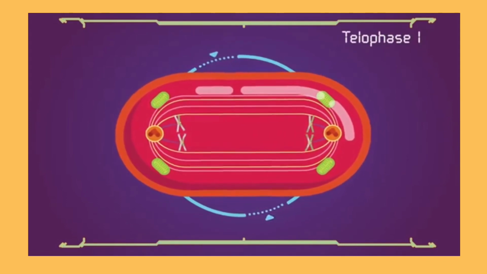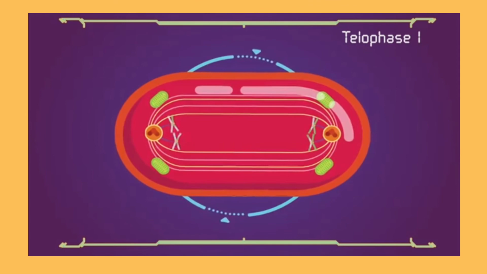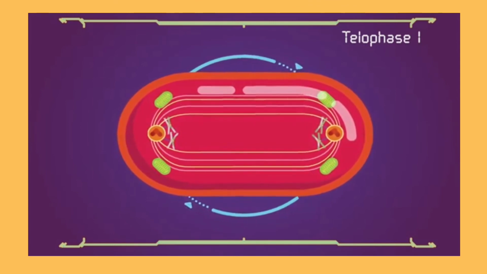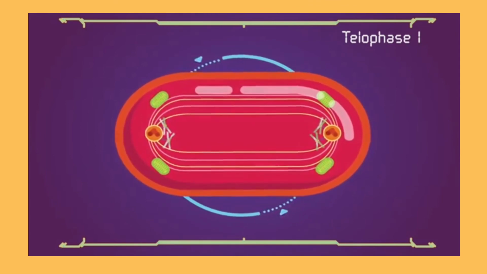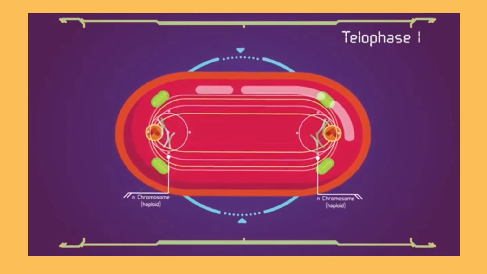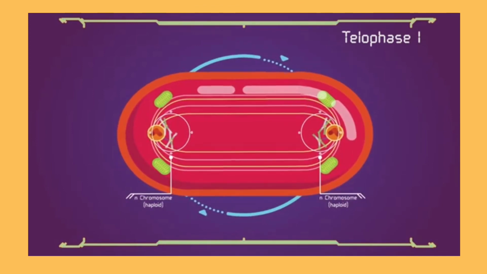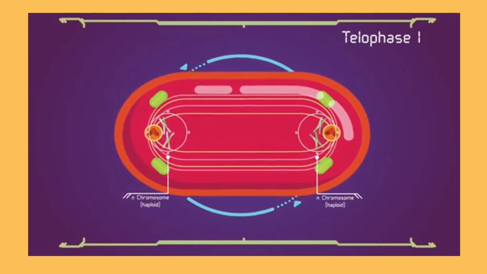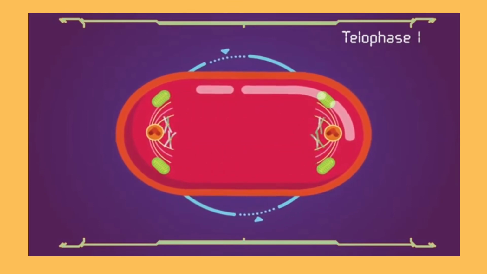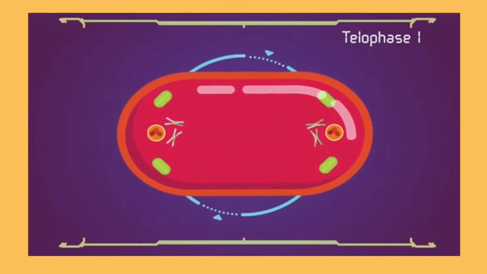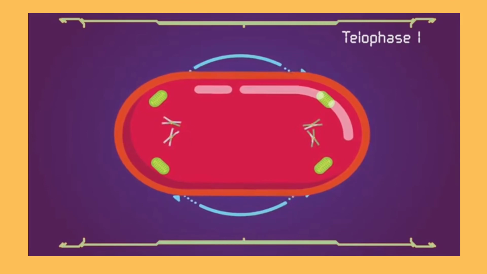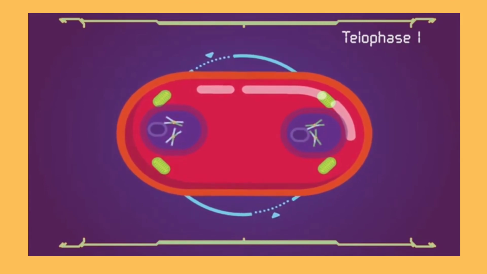Telophase 1. The first meiotic division effectively ends when the chromosomes arrive at the poles. Each daughter cell now has half the number of chromosomes, but each chromosome consists of a pair of chromatids. The microtubules that make up the spindle network disappear, and a new nuclear membrane surrounds each haploid set. The chromosomes uncoil back into chromatin.